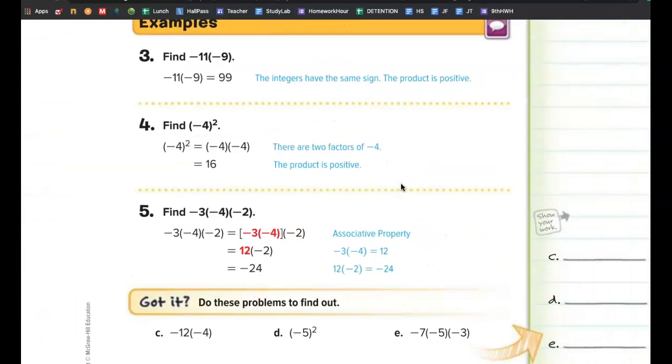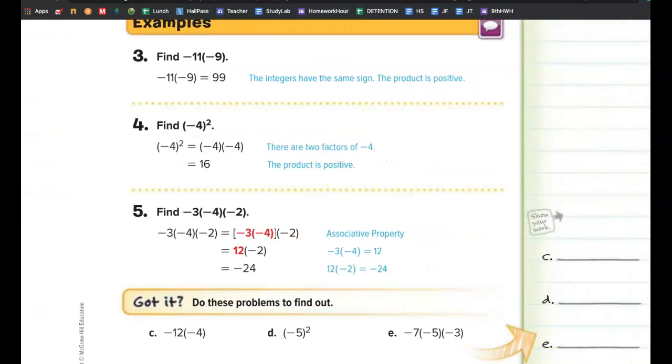Example 3. Negative 11 times negative 9. Addie Swanson, how many negative numbers do I have? I have 2, so is my answer going to be positive or negative? Positive. And then what is 11 times 9? 99. Questions? Okay, the next example.